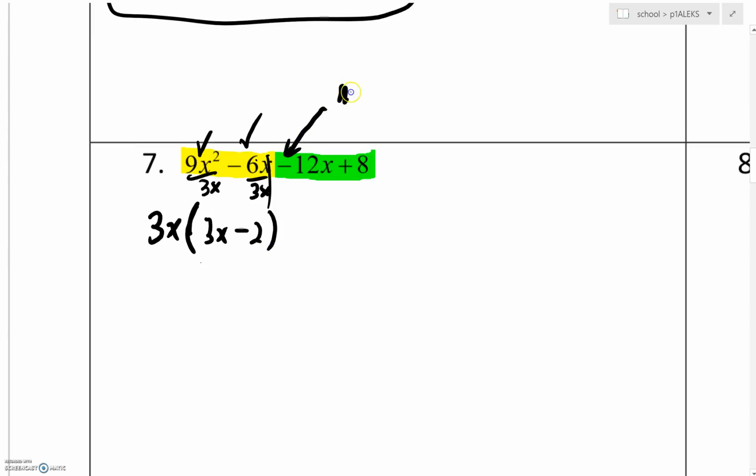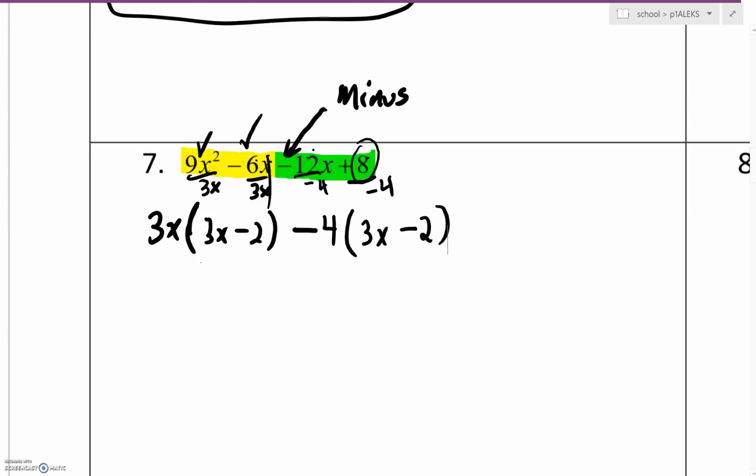Now again, look at this. I've got a minus. That means I've got to factor out a negative. And what's the biggest number that divides into a 12 and an 8? Well, not 8, because 8 doesn't go evenly into 12. A lot of times kids want to say it's 2, but you want to find the greatest common factor. 4 would go into both. And in fact, I'm going to divide both of these by negative 4. Negative 12x divided by negative 4 is a positive 3x. 8 divided by negative 4 would be a minus 2.